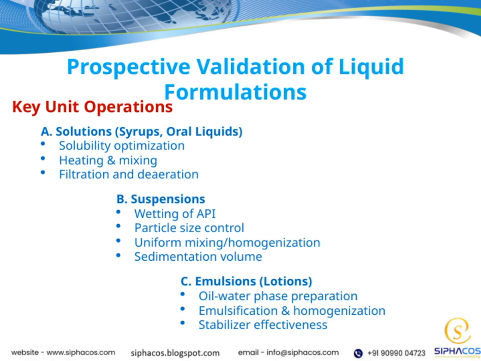Moving on to suspensions, the focus is on wetting of the active pharmaceutical ingredient, or API. Proper wetting ensures the API disperses well within the liquid medium. Particle size control is another critical factor. Smaller, uniform particles tend to stay suspended longer and provide better consistency. Uniform mixing and homogenization are necessary to achieve a homogeneous suspension, avoiding settling or segregation. And speaking of settling, understanding sedimentation volume helps us predict how long a suspension remains stable under storage conditions.